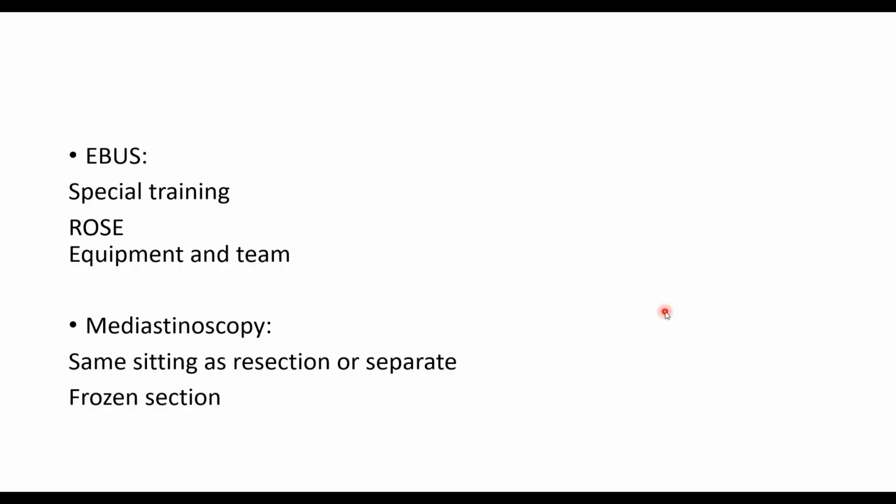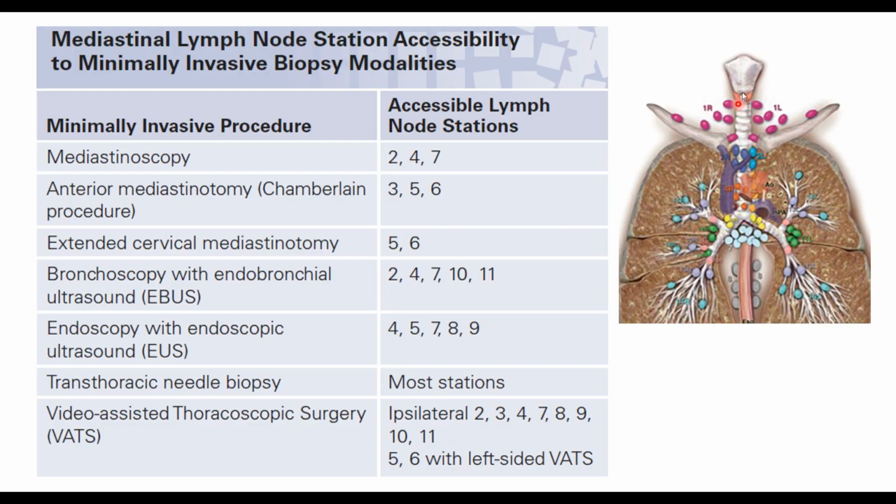The difference is EBUS requires special training. It requires the ability to cannulate the bronchus with the bronchoscope, and the ability to do an ultrasound, read an ultrasound. So that is an endobronchial ultrasound.